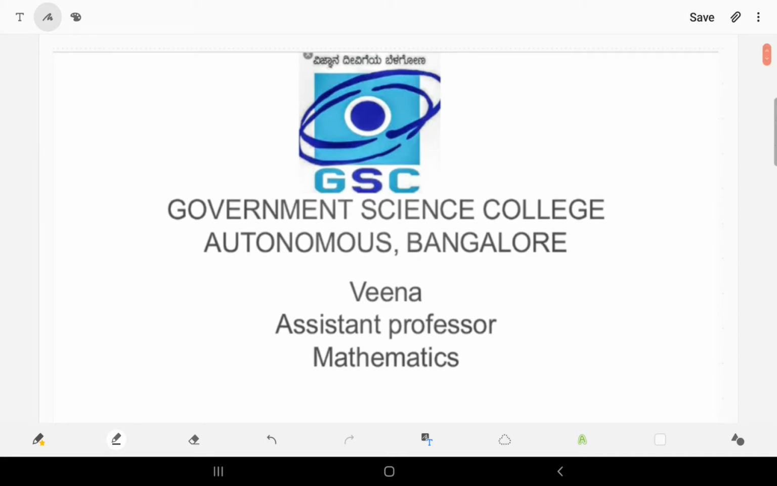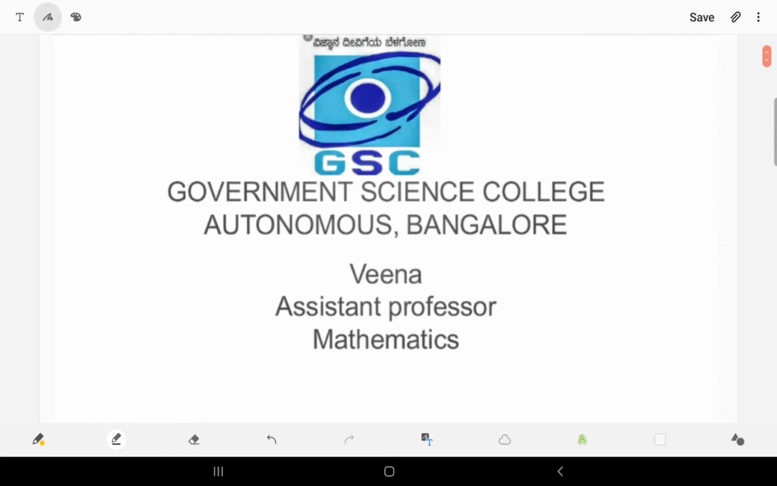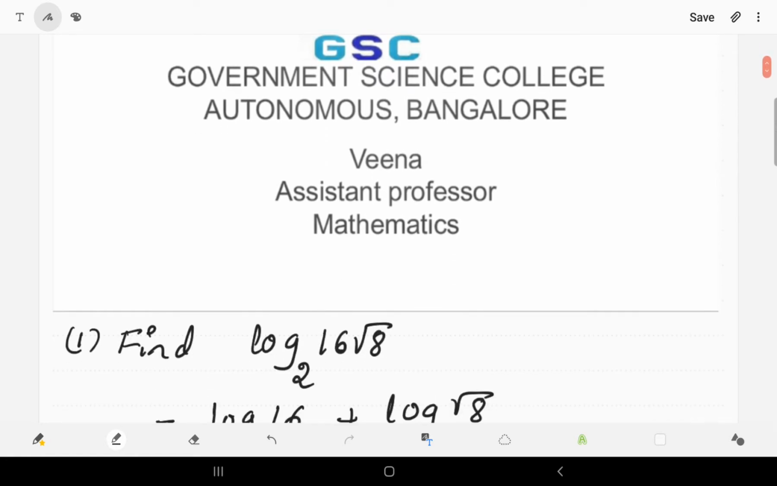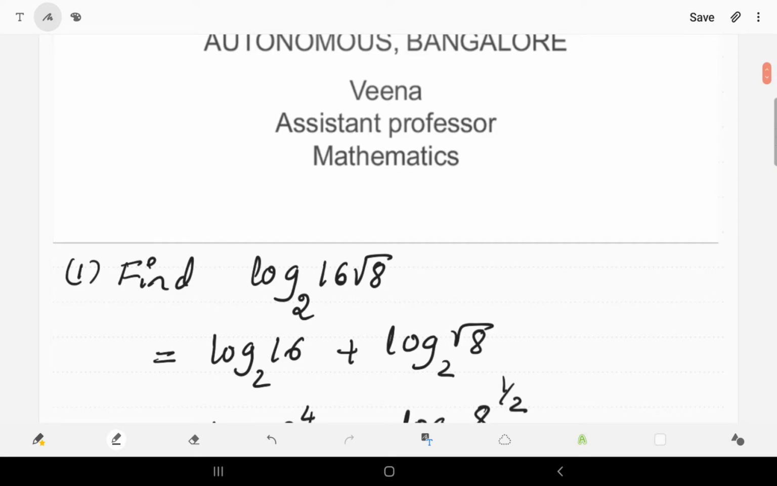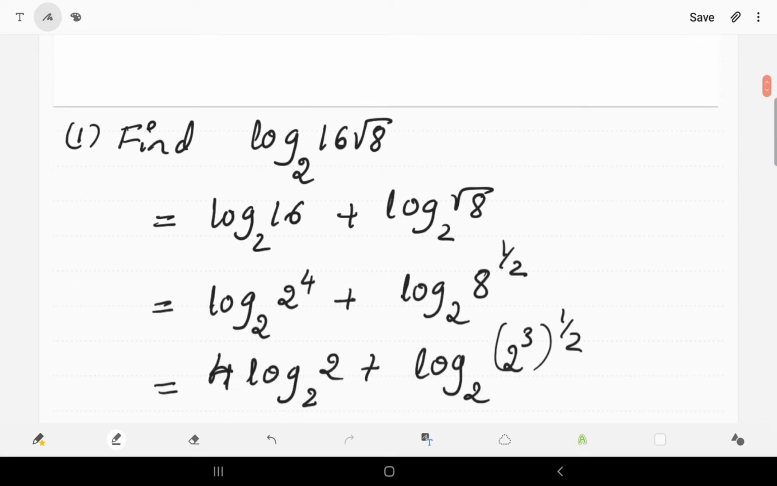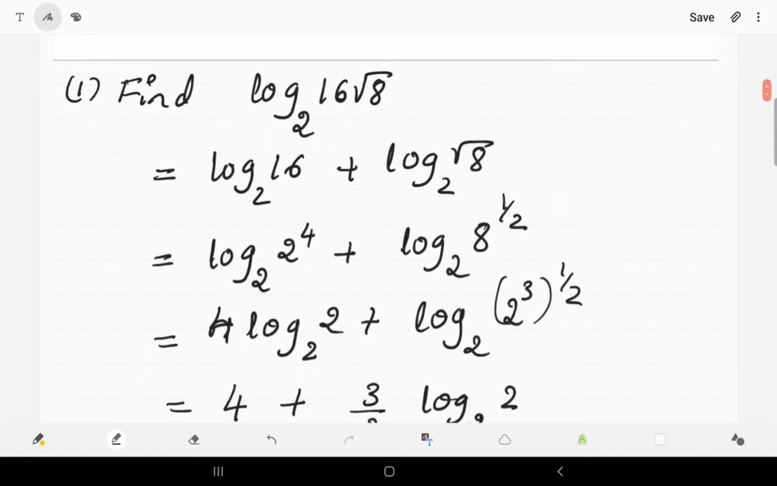Last class we have studied about laws of logarithm. In this class we solve some problems on laws of logarithm. First one, find log of 16 root 8 to the base 2.